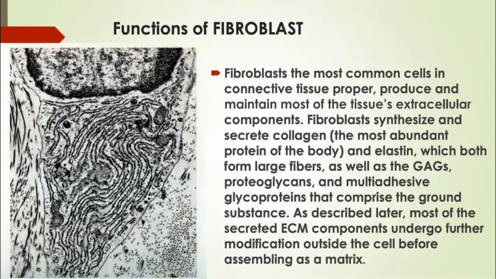Fibroblasts, the most common cells in connective tissue proper, produce and maintain most of the tissue's extracellular components. Fibroblasts synthesize and secrete collagen, elastin, glycosaminoglycans, GAGs, proteoglycans, and multi-adhesive glycoproteins that comprise the ground substance. As described later, most of the secreted extracellular matrix components undergo further modification outside the cells before assembling as a matrix.